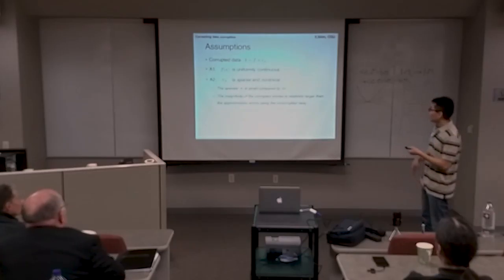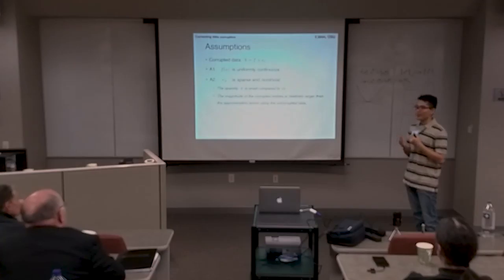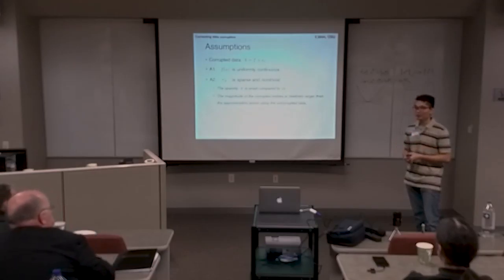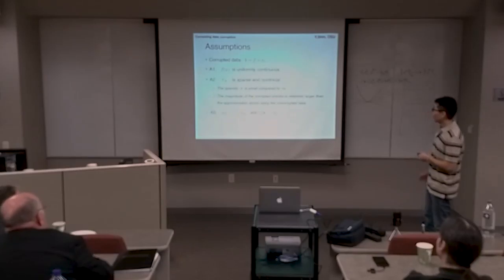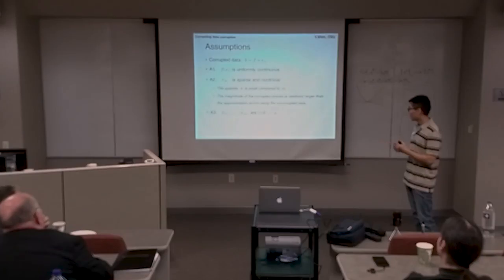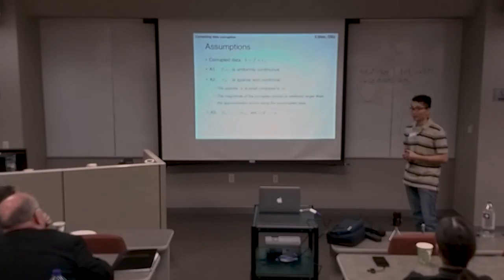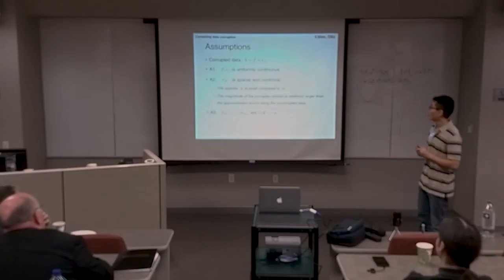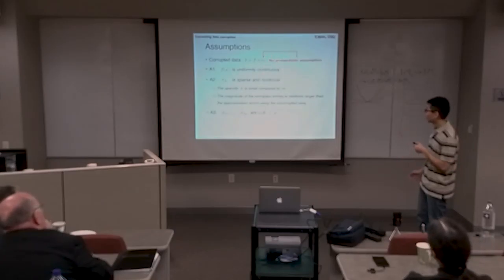So s is relatively smaller than m. And non-trivial means that magnitude-wise, the corruption error shouldn't be too small. If the corruption error is too small, then we can just treat it as standard random noise. And the third assumption is that our samples are chosen from a sampling distribution mu in an IID manner. And those are all the assumptions we made. So we do not make any probabilistic assumptions on the corruption error.